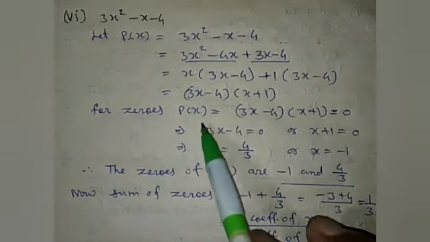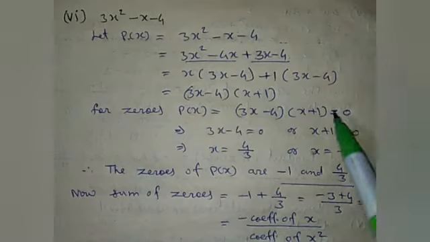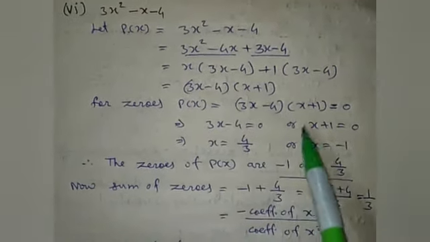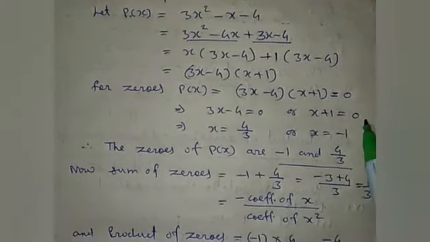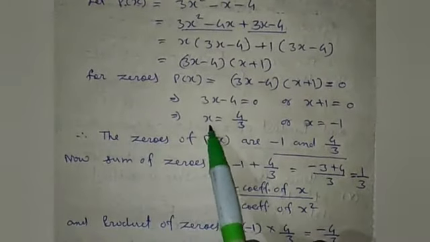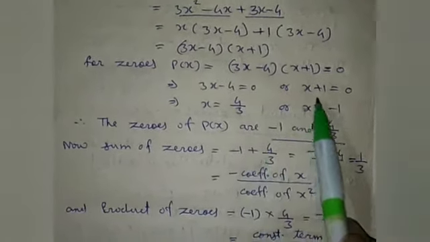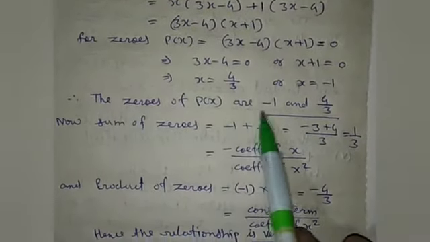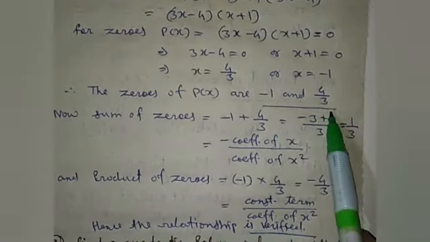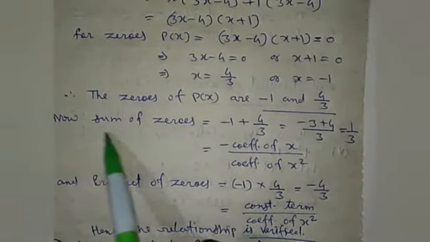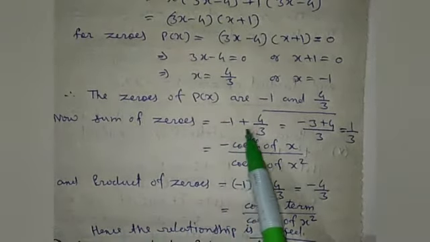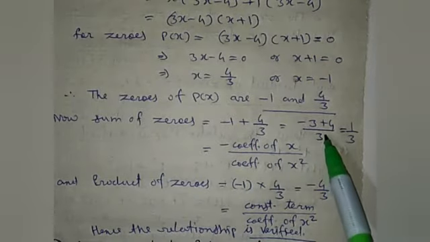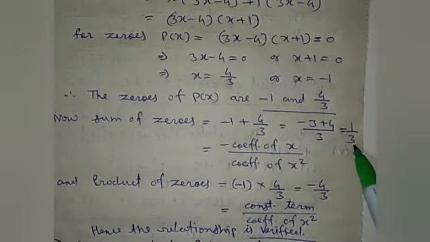Now for zeros, p(x) should be equal to 0. So here the first factor 3x minus 4 is equal to 0, or the second factor x plus 1 is equal to 0. So here you will get x equal to 4 by 3, or x equal to minus 1. So the zeros of p(x) are minus 1 and 4 by 3. Now for verification, the sum of zeros equals minus 1 plus 4 by 3, that is equal to (minus 3 plus 4) upon 3, which is equal to 1 upon 3.